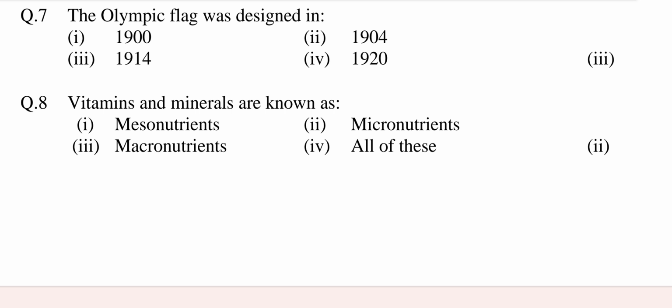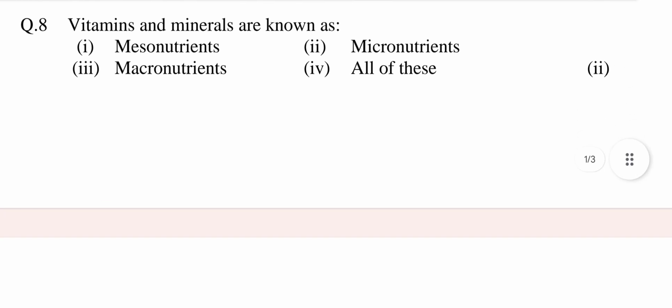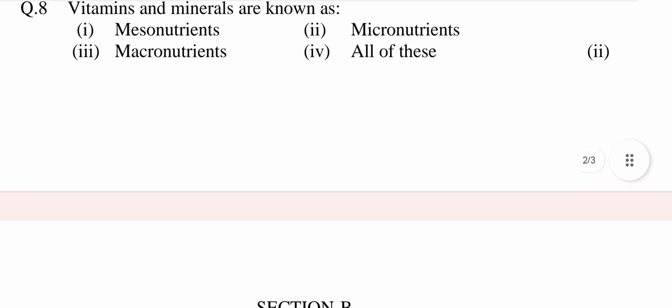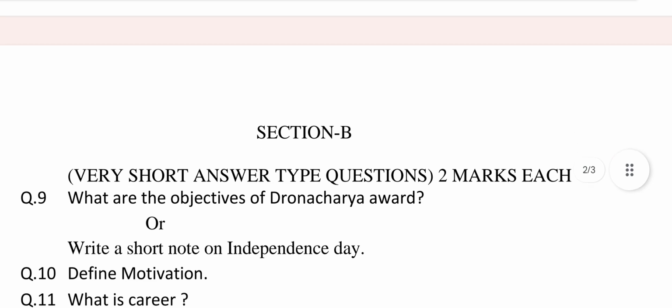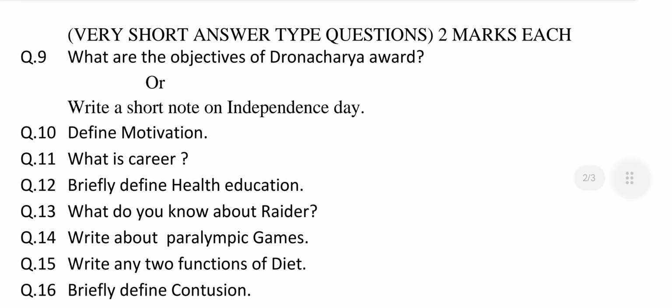1914. Question number 8. Vitamins and minerals are known as option first mesonutrients, second micronutrients, third macronutrients, fourth all of these. Answer is option second, micronutrients. Section B. Very short answer type questions. 2 marks each questions. Question number 9.